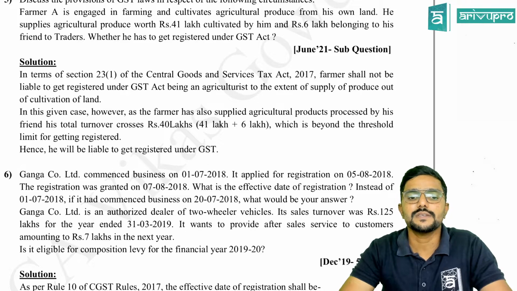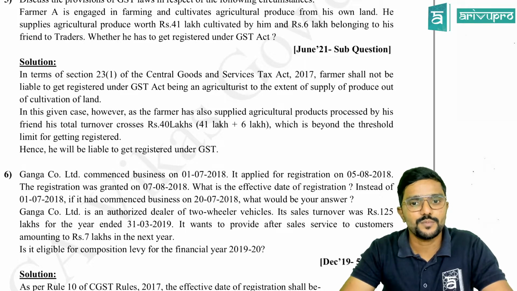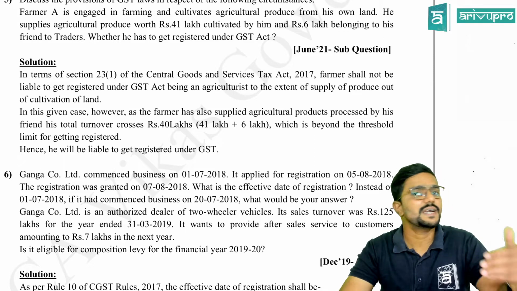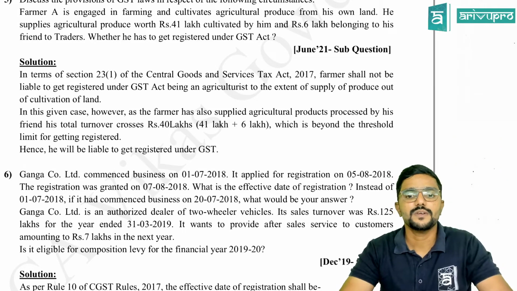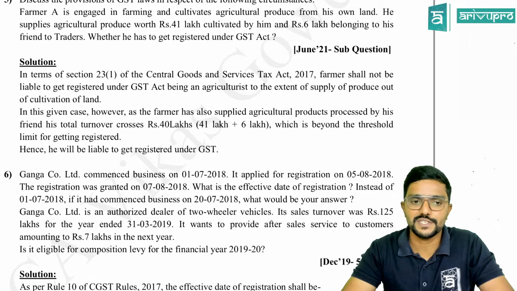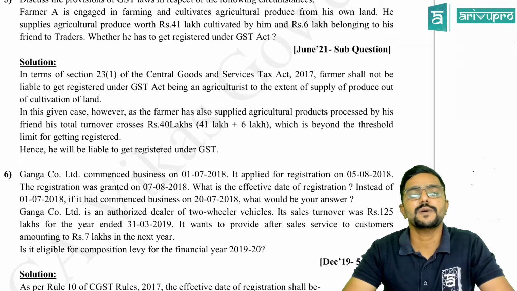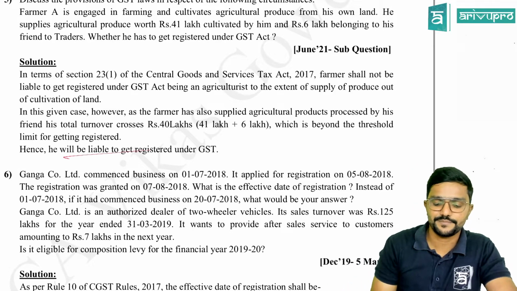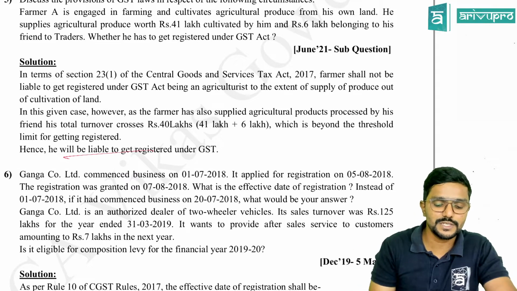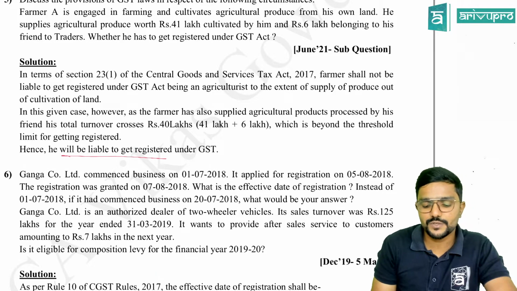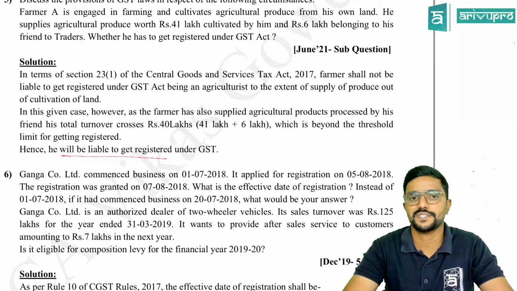In the given case, however, as the farmer has also supplied agricultural products processed by his friend, his total turnover crosses 40 lakh, that is 41 plus 6, and is not covered in the exception cases, which is beyond the threshold limit for getting registered. Hence, he will be liable to get registered under GST. So if he is supplying only goods, the threshold limit applicable for him is 40 lakh. Agree? And as he has already crossed it, should he get registered? Yes, he should get registered.